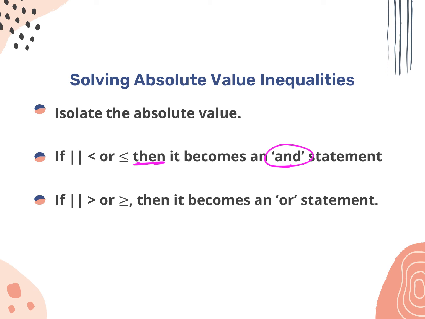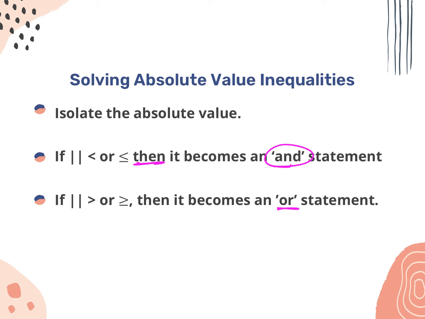If the absolute value ends up being greater than or equal to something, it becomes an or statement. So think great or, it actually ends in the same sound. Great or becomes an or statement, okay? So this is one of those things that you have to know to do. It's not like it's going to happen if you don't know to do it. You have to split it, okay?